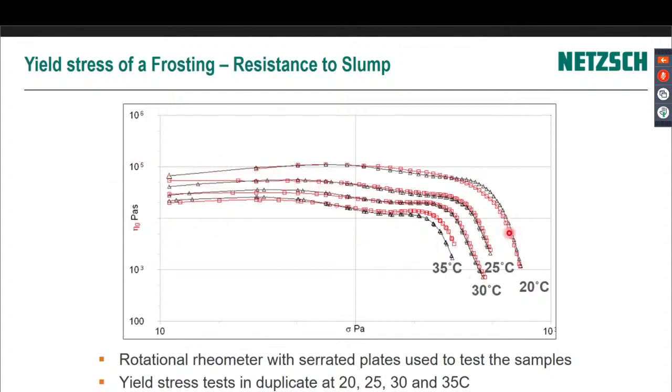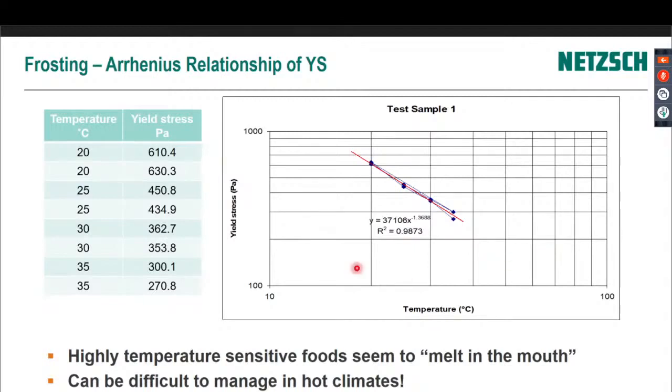And I did it in duplicate. You see the red is one set of tests and the black is another. Got fairly good reproducibility. But at 20 degrees C, you see a fairly high yield stress. At 25, it's dropped off quite a lot, 30, 35. And by taking the viscosity at a certain shear rate, I think I took it about 5,000 here, I could plot them all with yield stress versus temperature, and then you could see how temperature sensitive this frosting is.